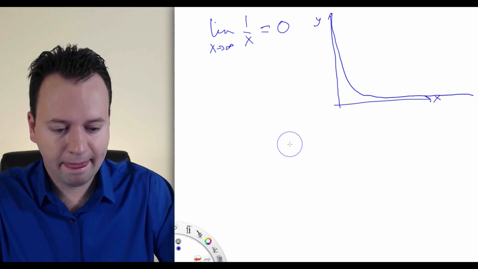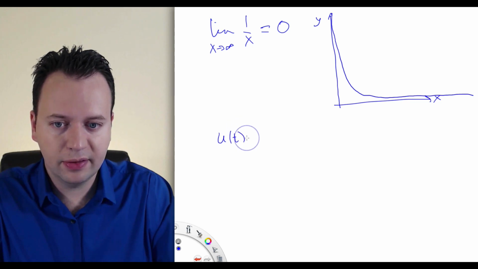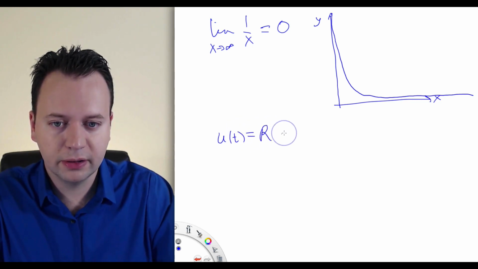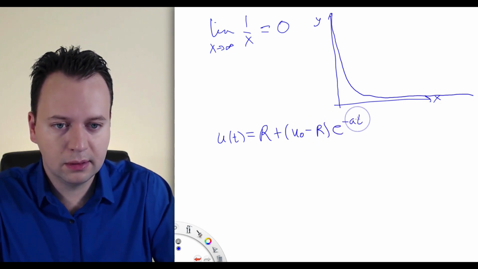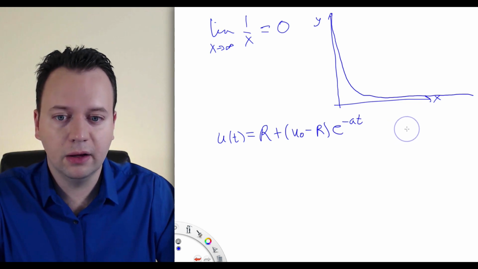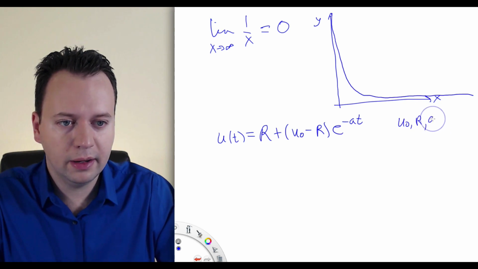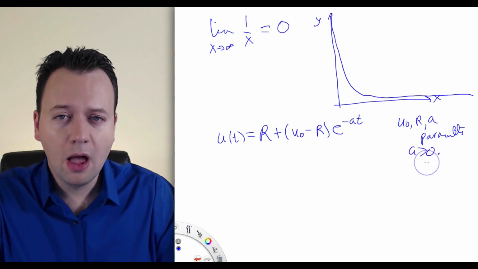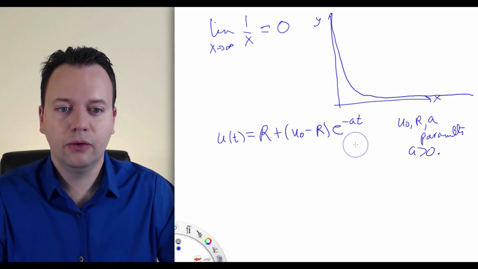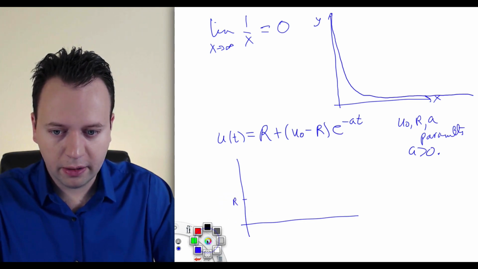Another example. We saw an example where the temperature of an object was given by a formula that was the result of Newton's law of heating and cooling. Here, u0, r, and a are all parameters, and a is a positive parameter. Well, we know that e to the minus at will shrink to 0. In fact, we previously saw the behavior of this.